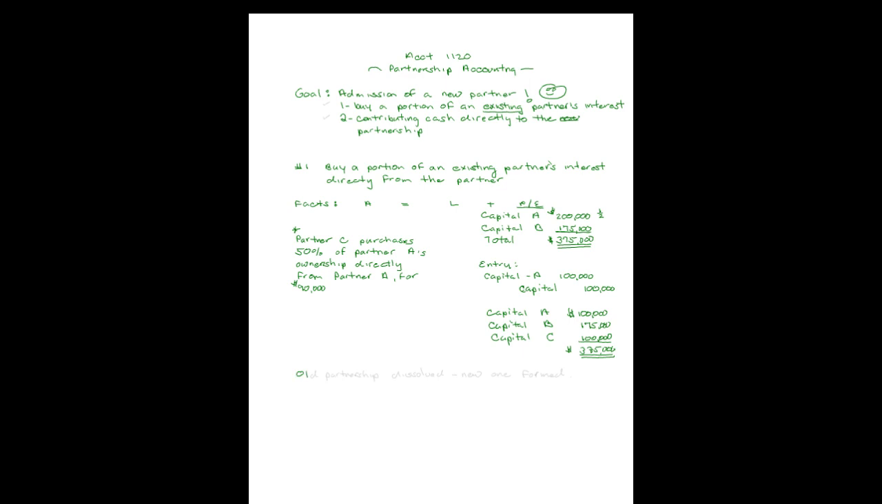And it's true, the old partnership is dissolved, and a new one is formed, one with partners A, B, and C. This probably wouldn't be apparent to outsiders. It would happen internally with this journal entry. So that's example one, where you buy a portion of an existing partner's interest.